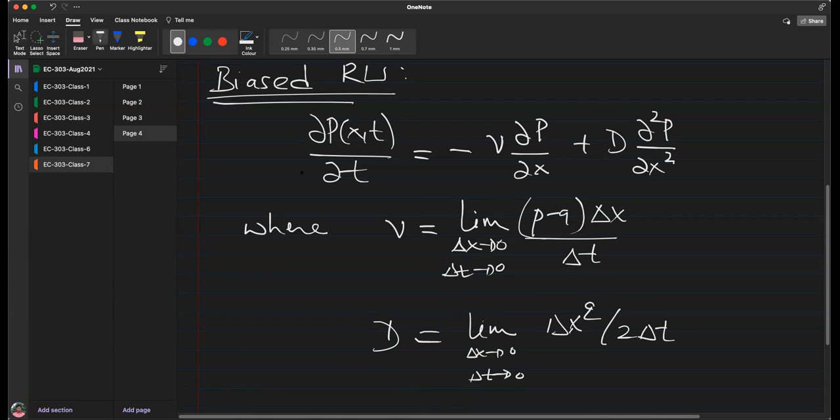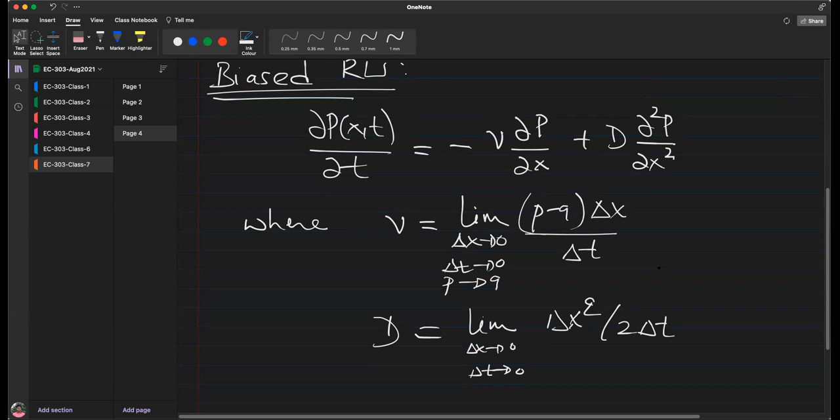So what people do is that this is done in this limit. So you're actually very close to basically an unbiased random walk.